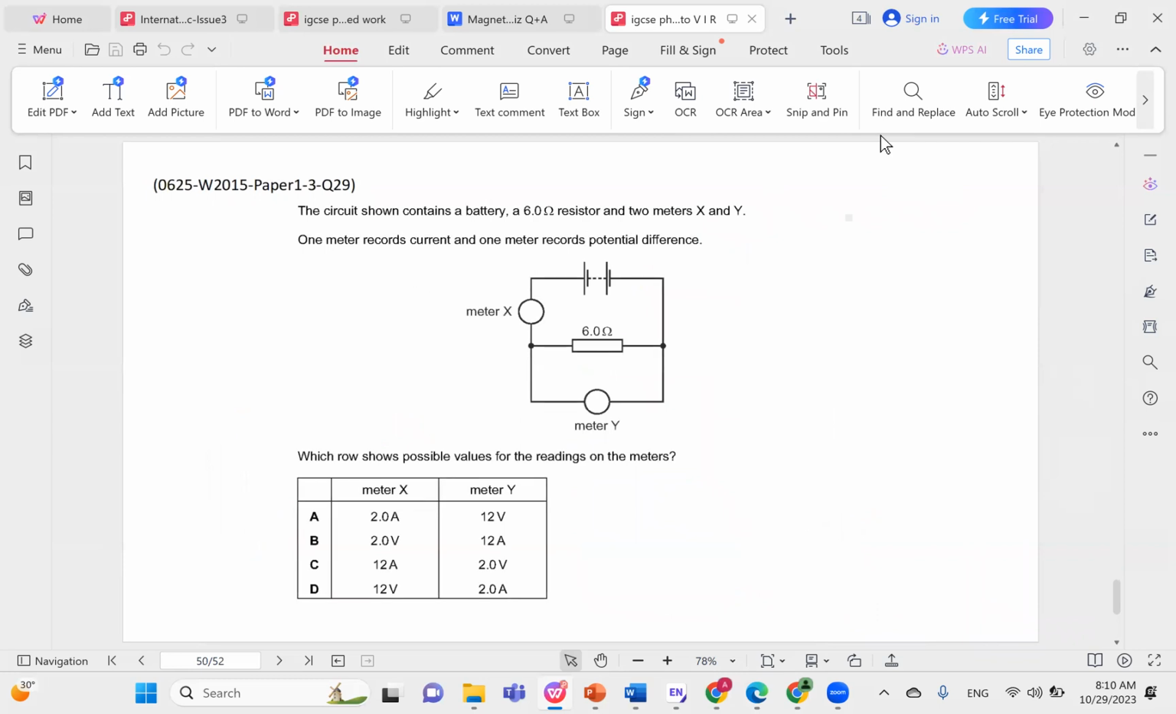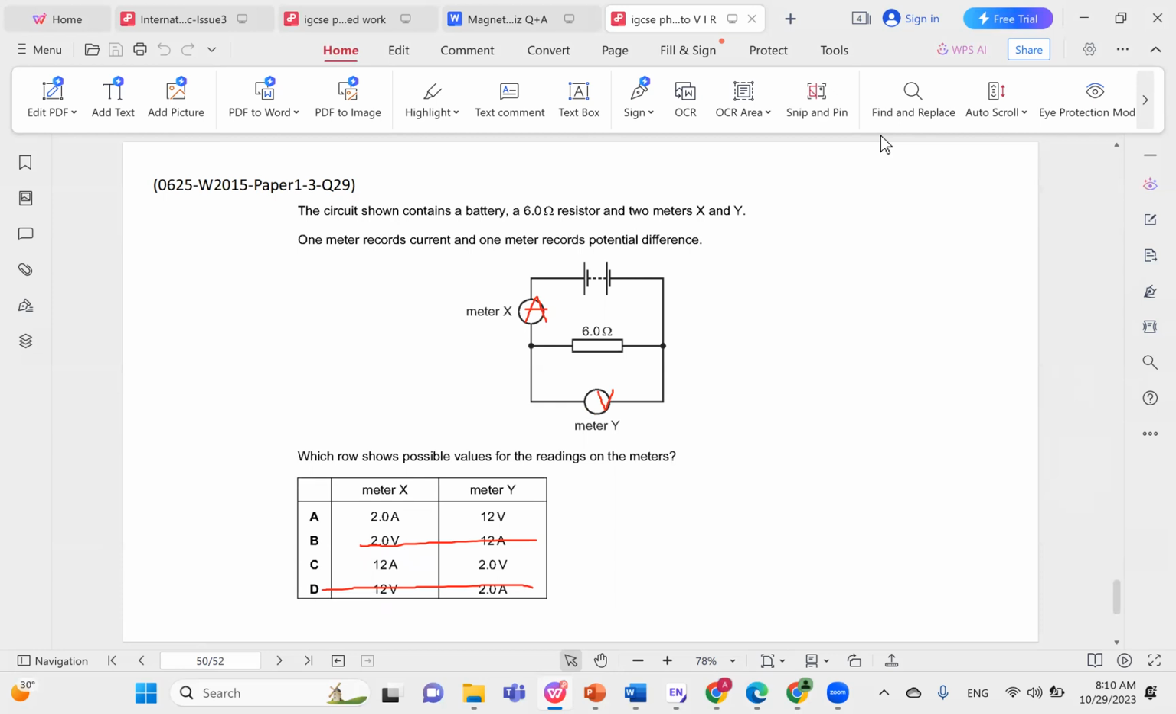The circuit shown contains a battery, a 6-ohm resistor, and 2 meters X and Y. 1 meter records current and 1 meter records potential difference. Which row shows possible values for the readings? So first of all, meter X must be an ammeter, meter Y must be a voltmeter because the first is connected in series and the second is connected in parallel. So X has to measure amps. So B and D are wrong. And Y obviously has to measure in volts.